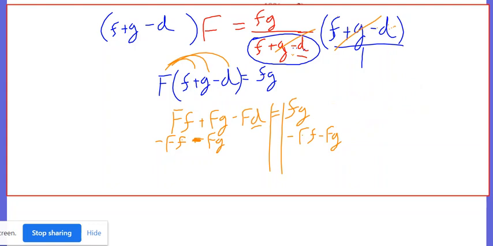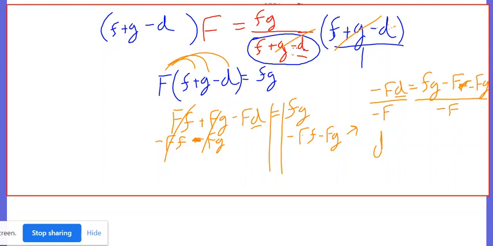All right, and so that gets me negative big F d is equal to, well, these cancel out, fg minus big F times small f, minus big F g. Well, what's the opposite of multiplying d by negative big F? Sorry, I misspoke. Divide by negative big F. So we'll divide all this by negative big F.